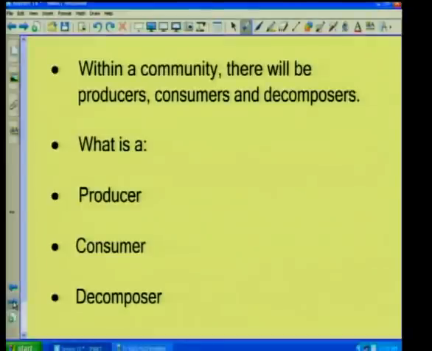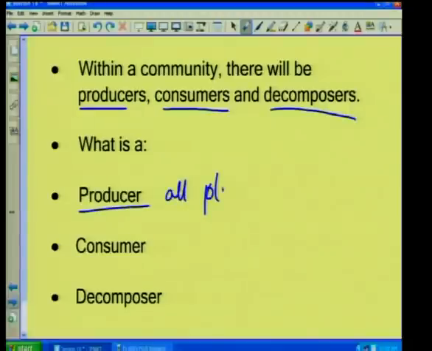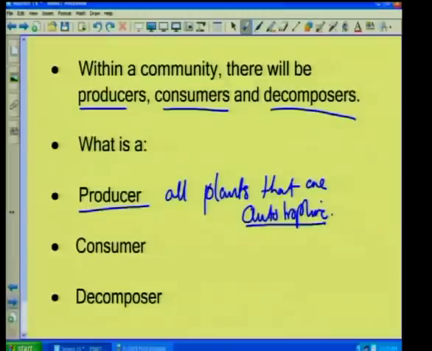All right, now within a community, there are your producers, your consumers, and your decomposers. So now let's look at what is a producer. It's all plants that are autotrophic. In other words, they can produce their own food. Your consumers eat the plants. But now they've got three groups of consumers. You've got your primary consumers, they're normally herbivores.